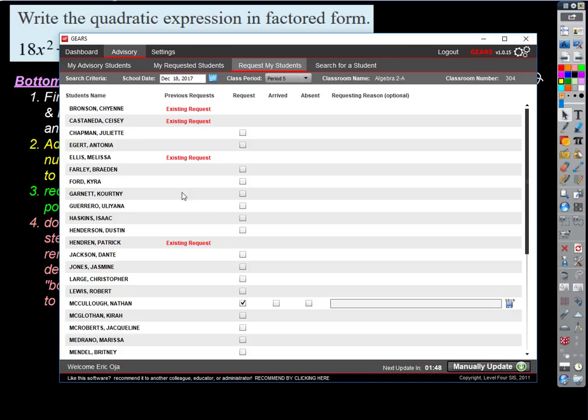Cheyenne, you're already requested somewhere, it looks like. Yeah. Sorry. Anybody else want to be requested? Nathan, I got you. I don't like this seating chart. We're changing this. This class, I don't like the way the seats are distributed. Why not? I don't feel like enough gets done back there.